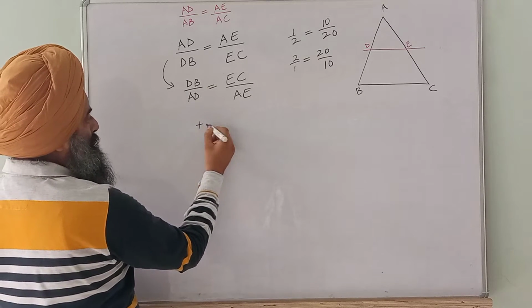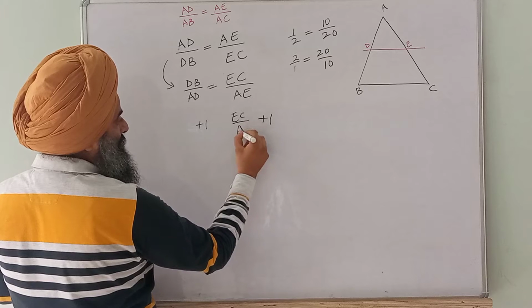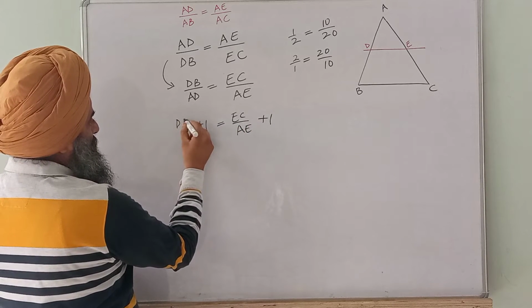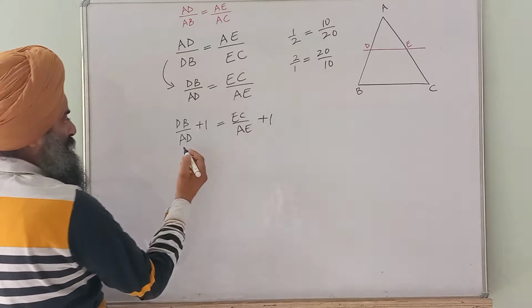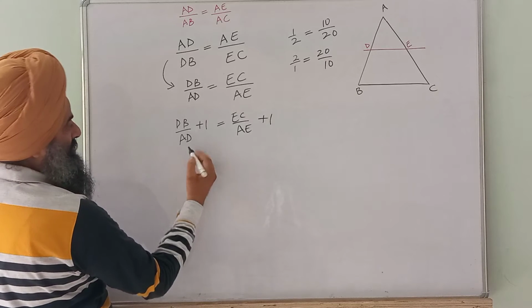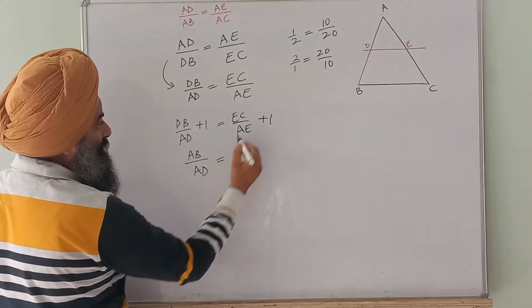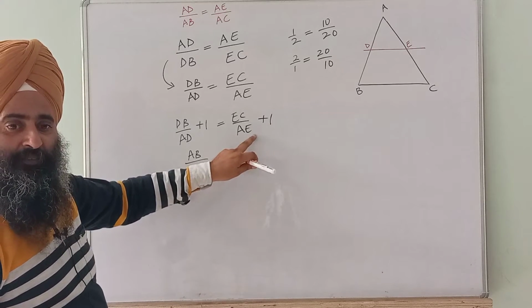Add 1 on both sides. So what will you get? DB by AD plus 1, and EC by AE plus 1. If you add 1 on both sides, you will get DB plus AD, which is AB, by AD is equal to, yes students, what will be on this side?